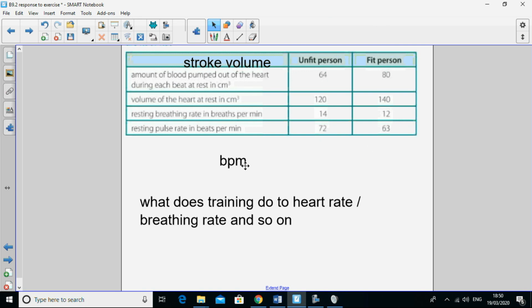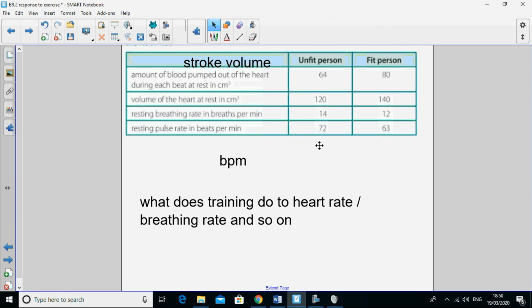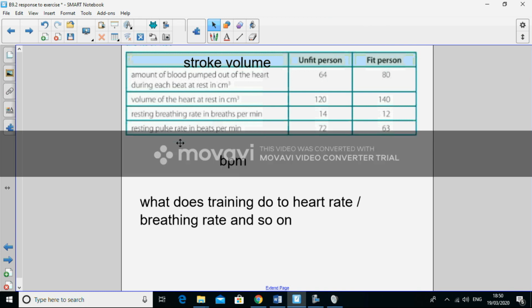Now, can I just give you a little warning here: don't look at these numbers and think, oh my goodness, my resting pulse rate is 80, so I must be an unfit person. These are average numbers, and it's the trend, the difference that happens with training, that I think is important for you.